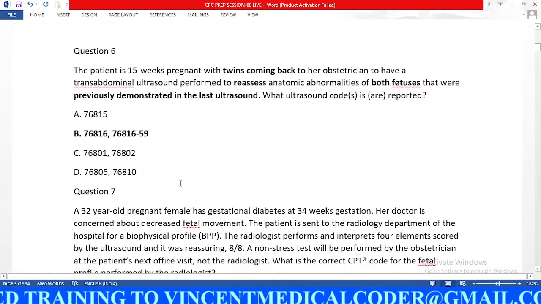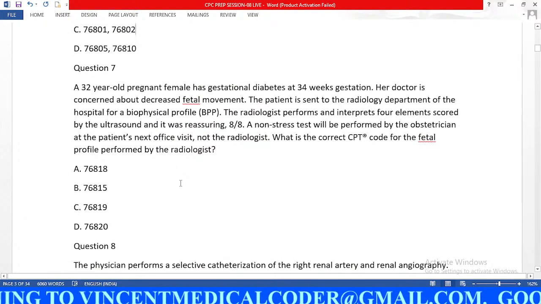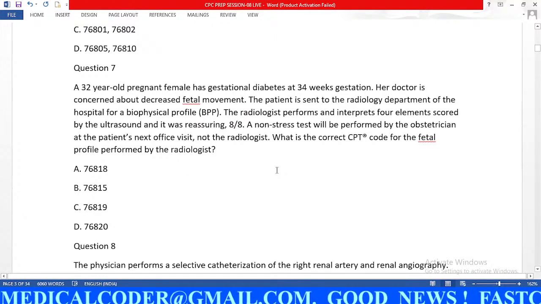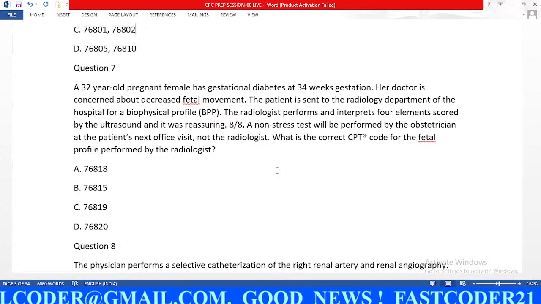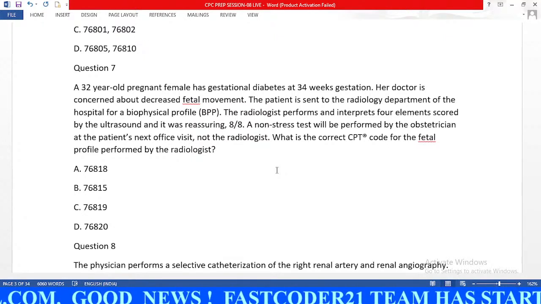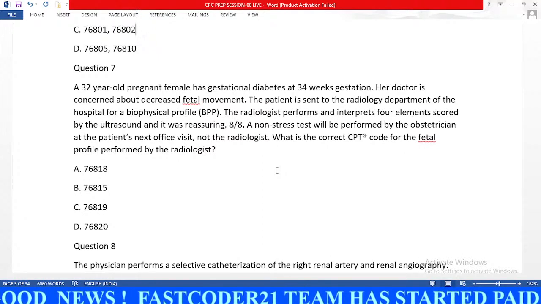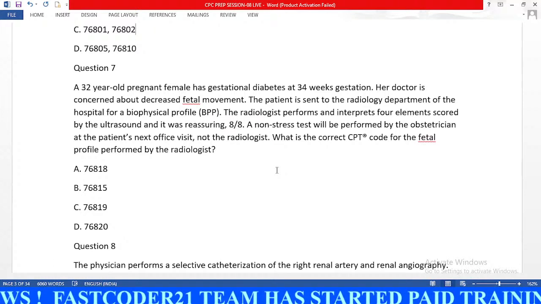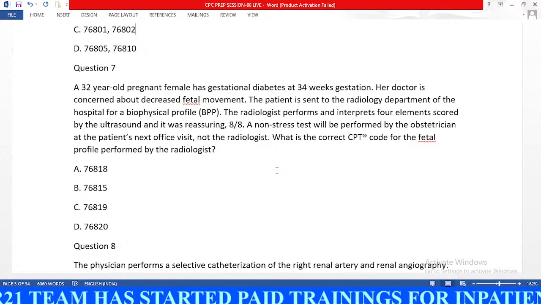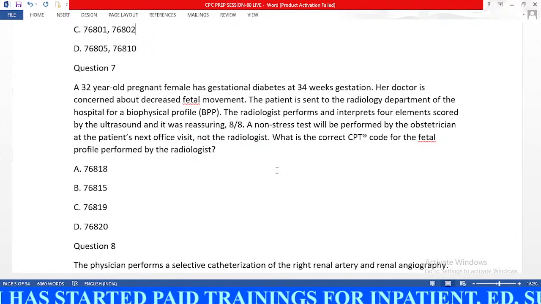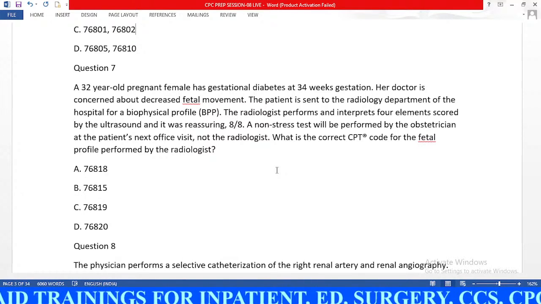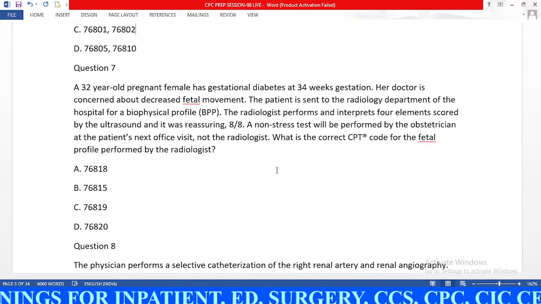So we will go ahead with question number 7. A 32-year-old pregnant female has gestational diabetes at 34 weeks gestation. Her doctor is concerned about decreased fetal movement. The patient is sent to the radiology department of the hospital for a biophysical profile, usually called BPP. The radiologist performs and interprets 4 elements scored by the ultrasound, and it was reassuring 8/8. A non-stress test will be performed by the obstetrician at the patient's next office visit, not the radiologist. What is the correct CPT code for the fetal profile performed by the radiologist? Our answers: 76818, 76815, 76819, 76820.